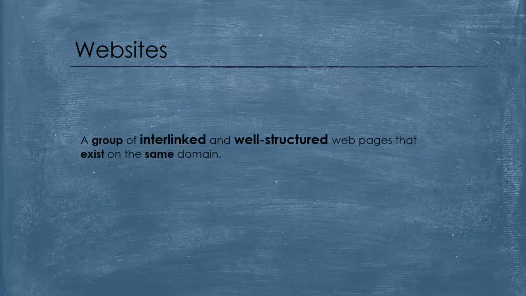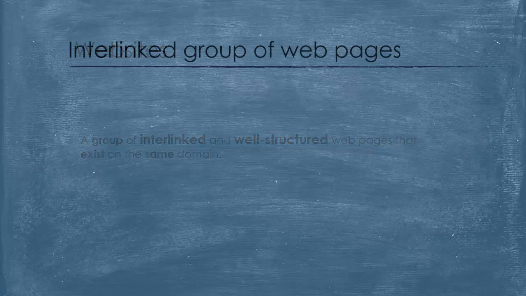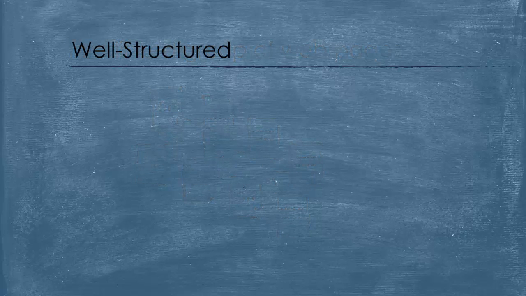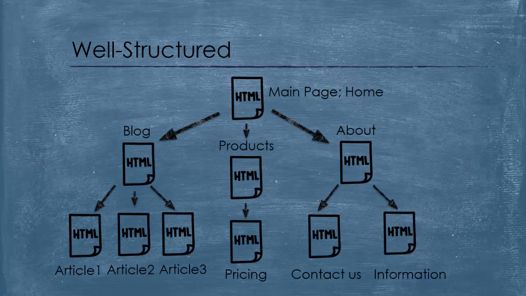A website, however, is a group of interlinked, well-structured web pages that exist on the same domain, that is to say, grouped together in one place. When I say group of interlinked web pages, this picture may cross your mind, and it is correct. However, they are not just grouped and interlinked, they are well structured as well. This is a very simple structured website. In fact, this is just for the illustration, and we can shift from page to page using hyperlinks.